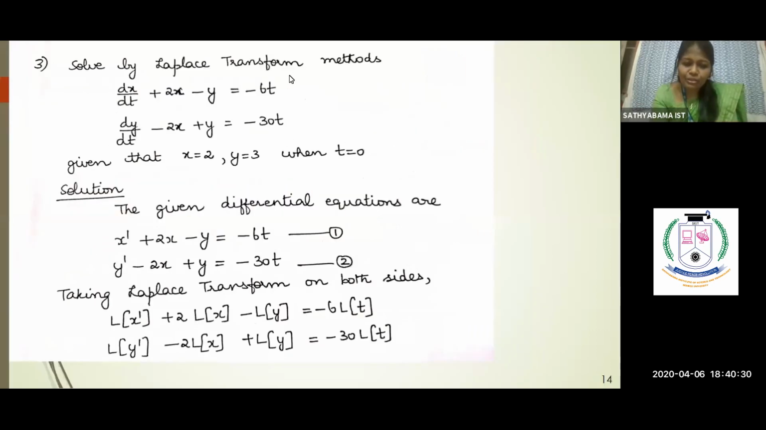Which equation will you choose? You tell me now. I have two equations, 1 and 2. Which one gives you Y directly? That is what you have to see. See, the second equation has Y dash and Y. You cannot find Y from there. First equation gives you Y directly. So let's choose one. Let's substitute the X value in equation 1 to find Y.